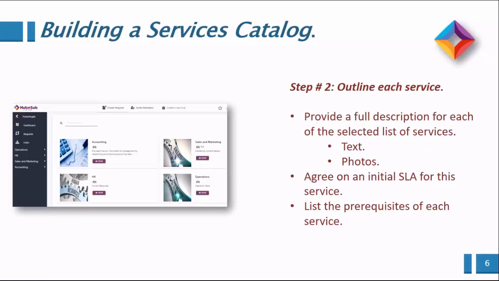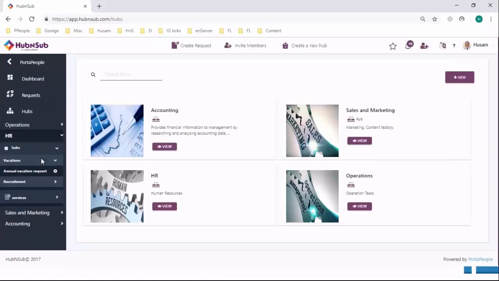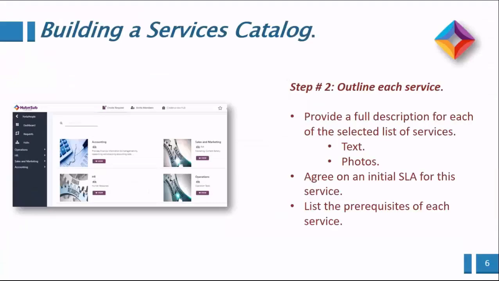Now, taking this short list, we should build quality around it. We should provide a full description for each of the selected list of services, hopefully text and photos, because the objective of a services catalog is to provide the users, the internal customers, with knowledge about the services. They should understand that this service is available and ready for them to use.